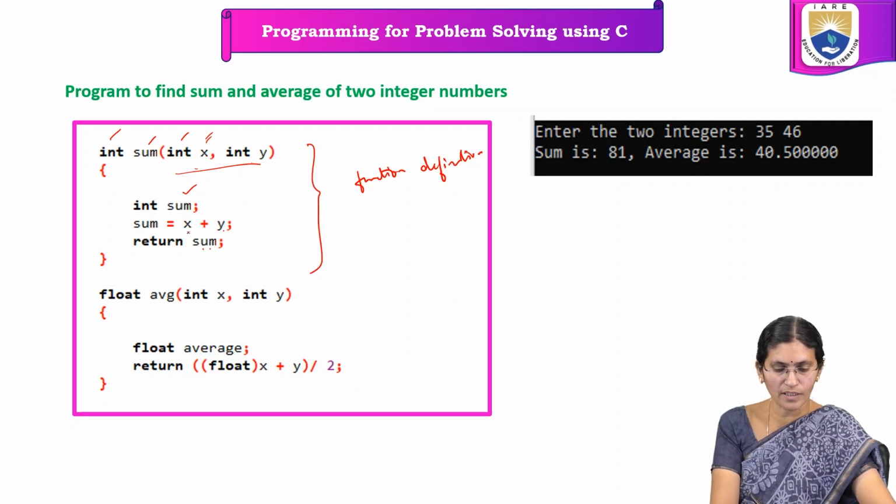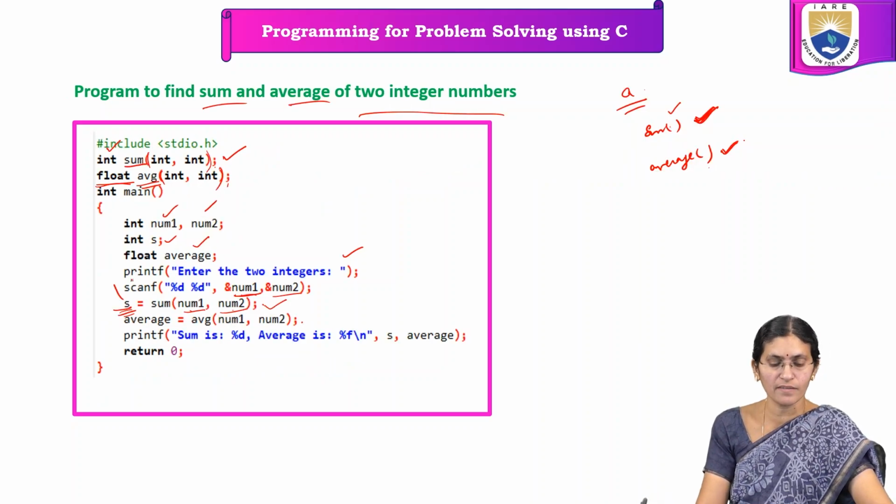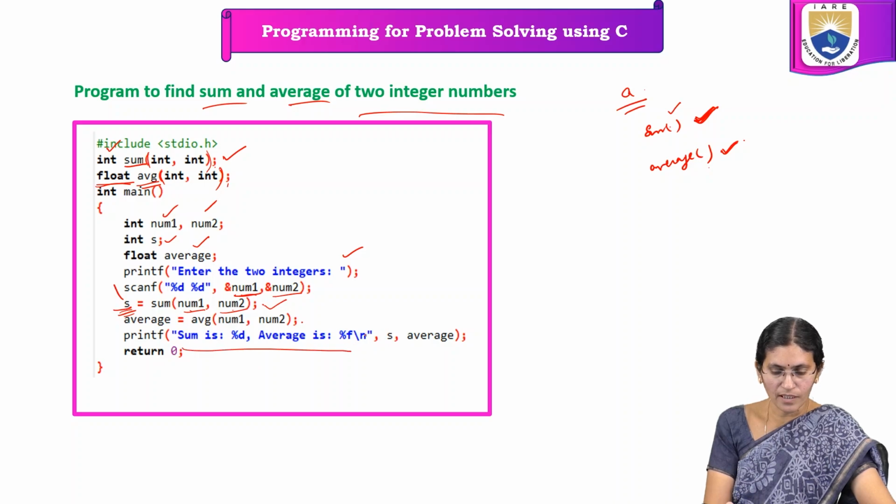Sum is equal to x plus y. So we are returning the value of sum. That sum value which is returned is assigned to this variable s. Next, in this line we are printing the value of s. Next, this is a function call to calculate the average.